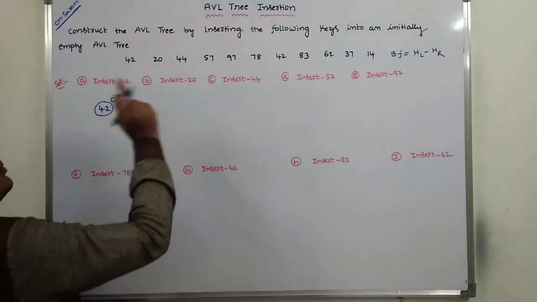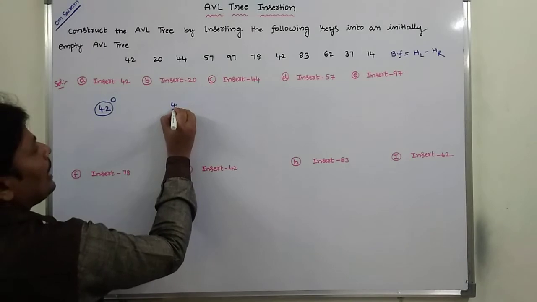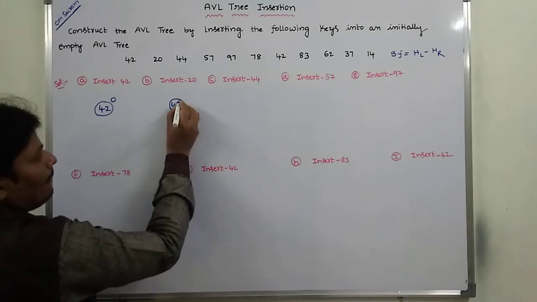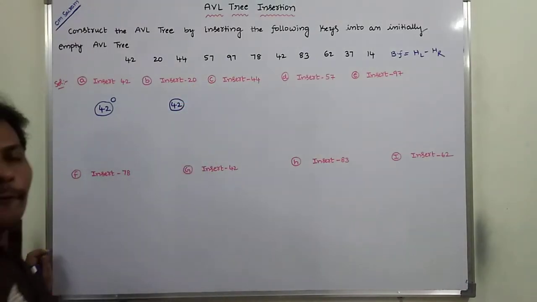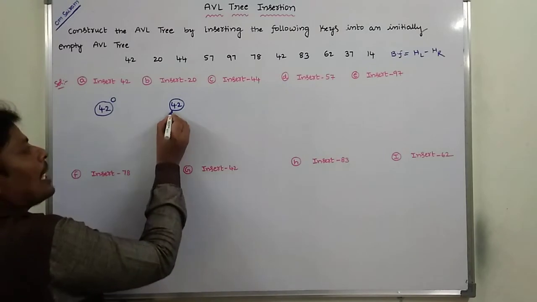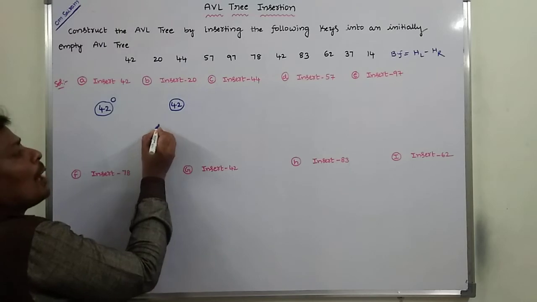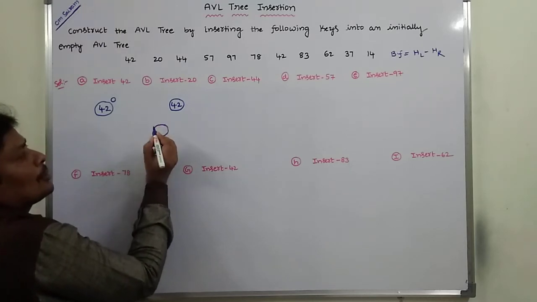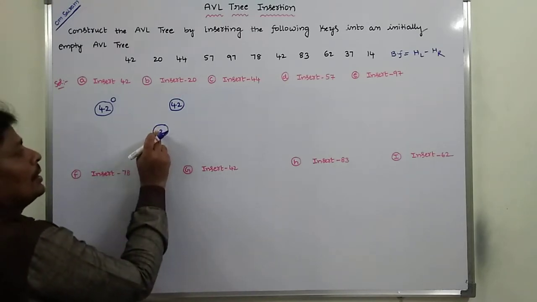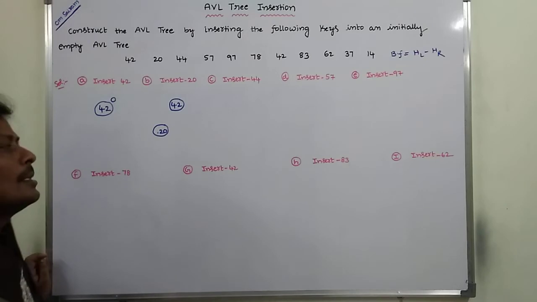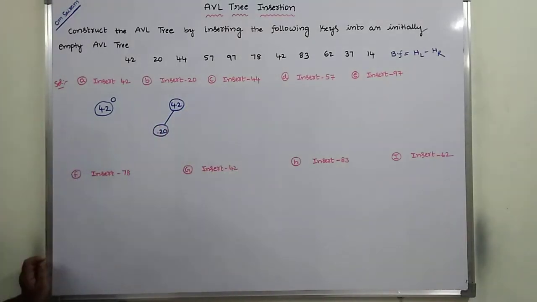Okay. Next we have to insert element 20. Before inserting element 20, the AVL tree contains only one node, that is 42. Now 20 is compared with 42. So 20 is less than 42. Go to the left subtree. The left subtree is empty. Now we have to create a node and insert the key value 20. So 20 is the left child of 42.